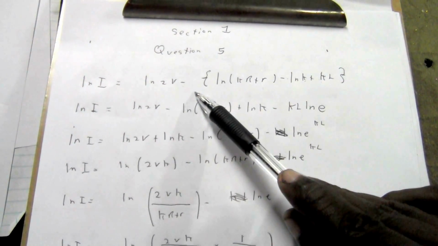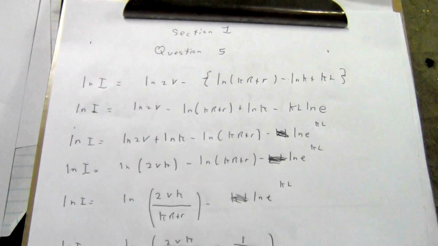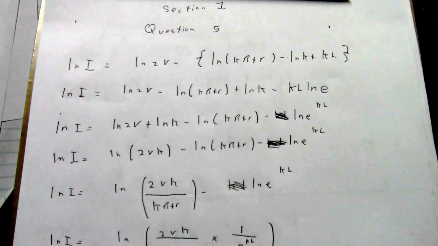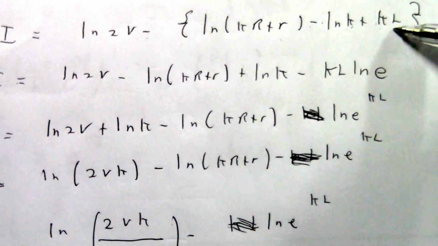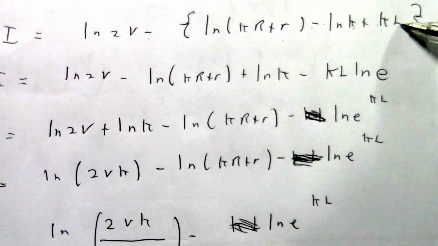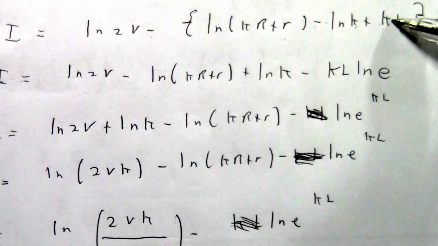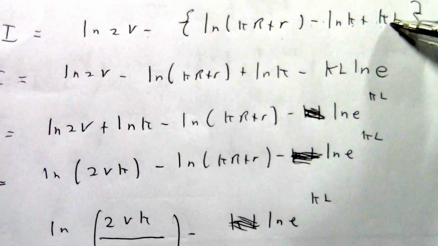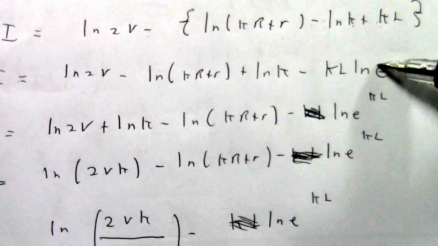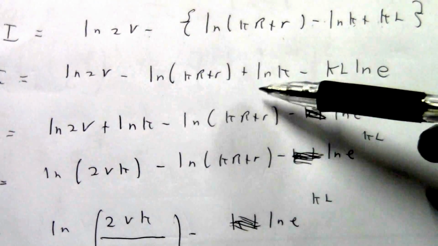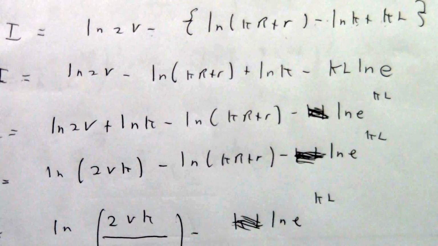This just simply removes the brackets. I don't think I need to explain this. We have KL, which is not a log here, so we use the regular rule saying 3 is equal to 3 times 1. So KL is just KL times 1, which is KL ln e. Again, we choose ln because the rest was ln. We want everything to the same base.